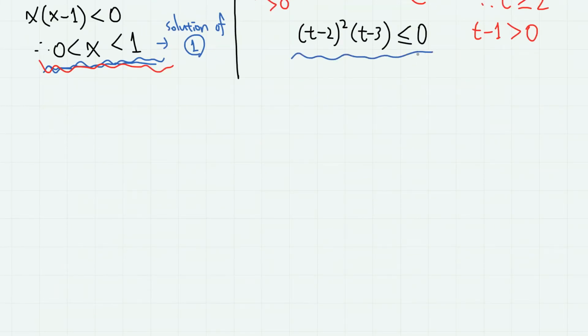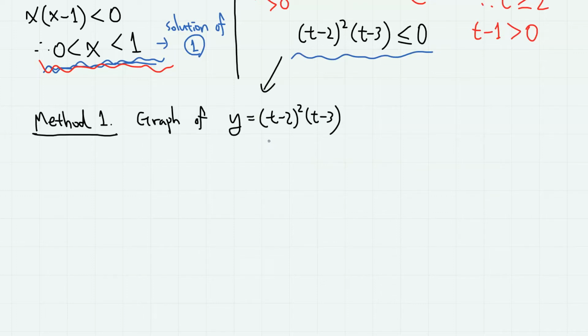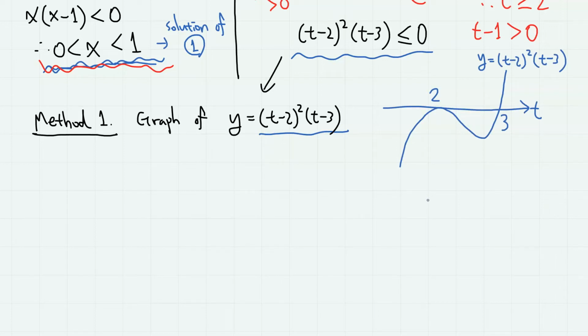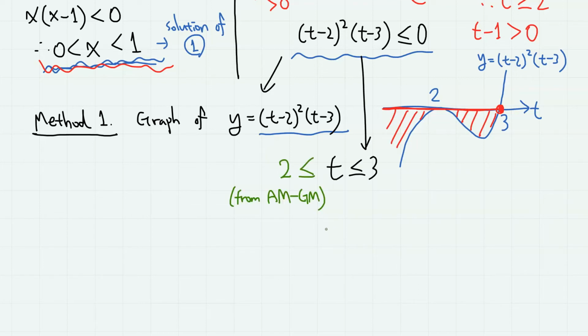Now, this particular inequality can be solved in two ways. The first and most general way is plotting the graph of this function, which looks like this. This is quite easy if you have learned the basic properties of cubic, quartic, or higher degree polynomial functions in calculus, but I think that should be explained in detail in my future work. So for now, let's just use this graph to solve the inequality. So we have t less than or equal to 3. But we already have t greater than or equal to 2, so the common range would be this.